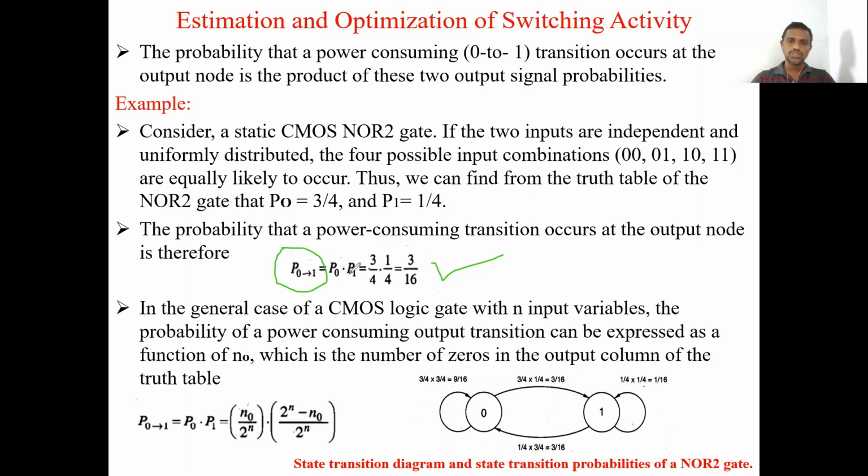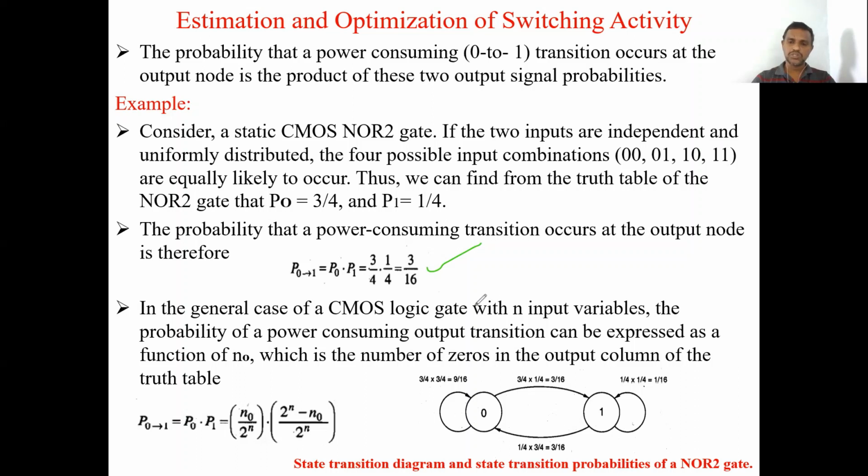Okay, so this is the power consuming transition estimation, or calculation, for the CMOS NOR gate. The same calculation we can generalize by considering n inputs. Here we have considered only n equal to 2, that is, 2 inputs only. That's why it is called a NOR gate, where the 2 indicates the number of inputs. So here the probability that the power consuming transition occurs at the output node, P01, is 3 by 16 as we got, but we can generalize this equation by considering n inputs.